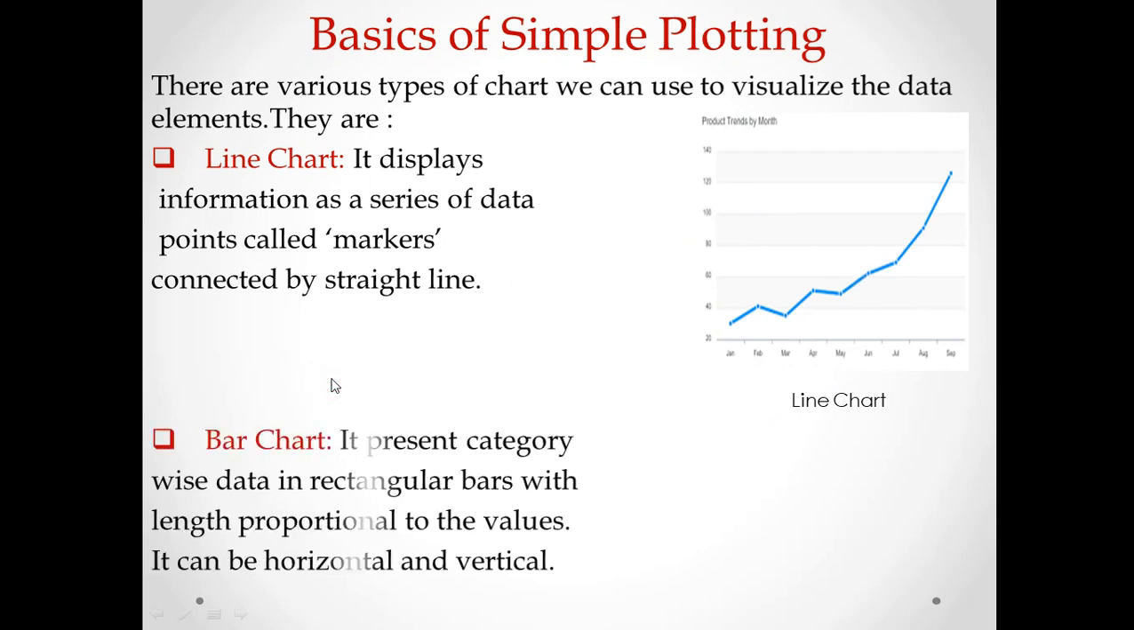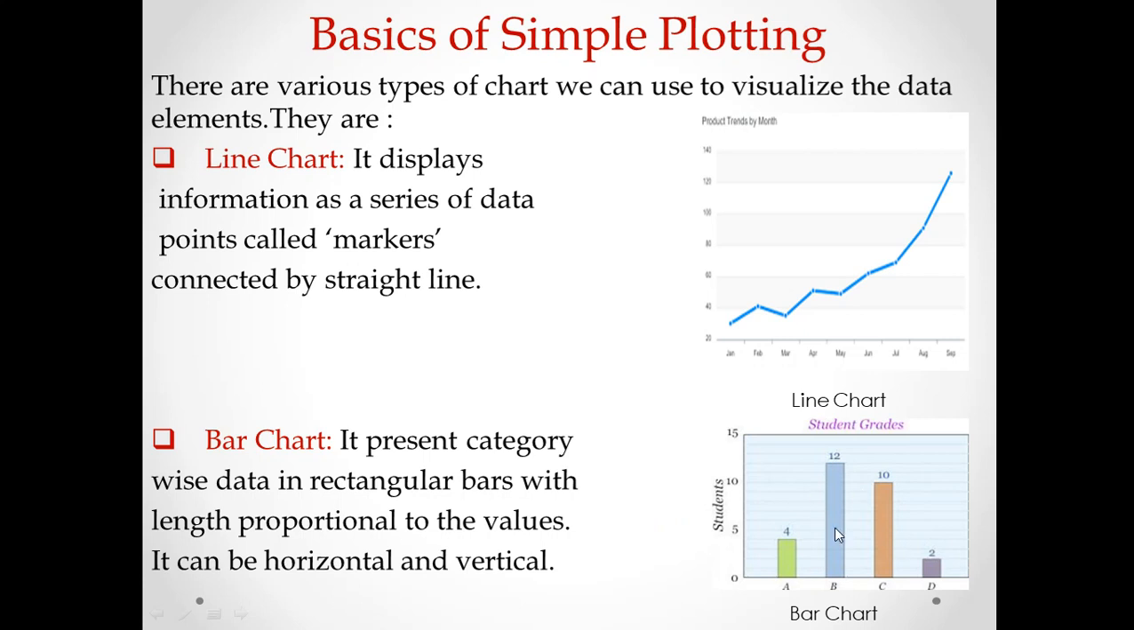The second type of chart is the bar chart. You already know that a bar chart presents category-wise data in rectangular bars. Here bars are not there, only lines are there, but in a bar chart there are rectangular bars with length proportional to the values. It can be horizontal or it can be vertical. The bar chart can be horizontal or vertical.